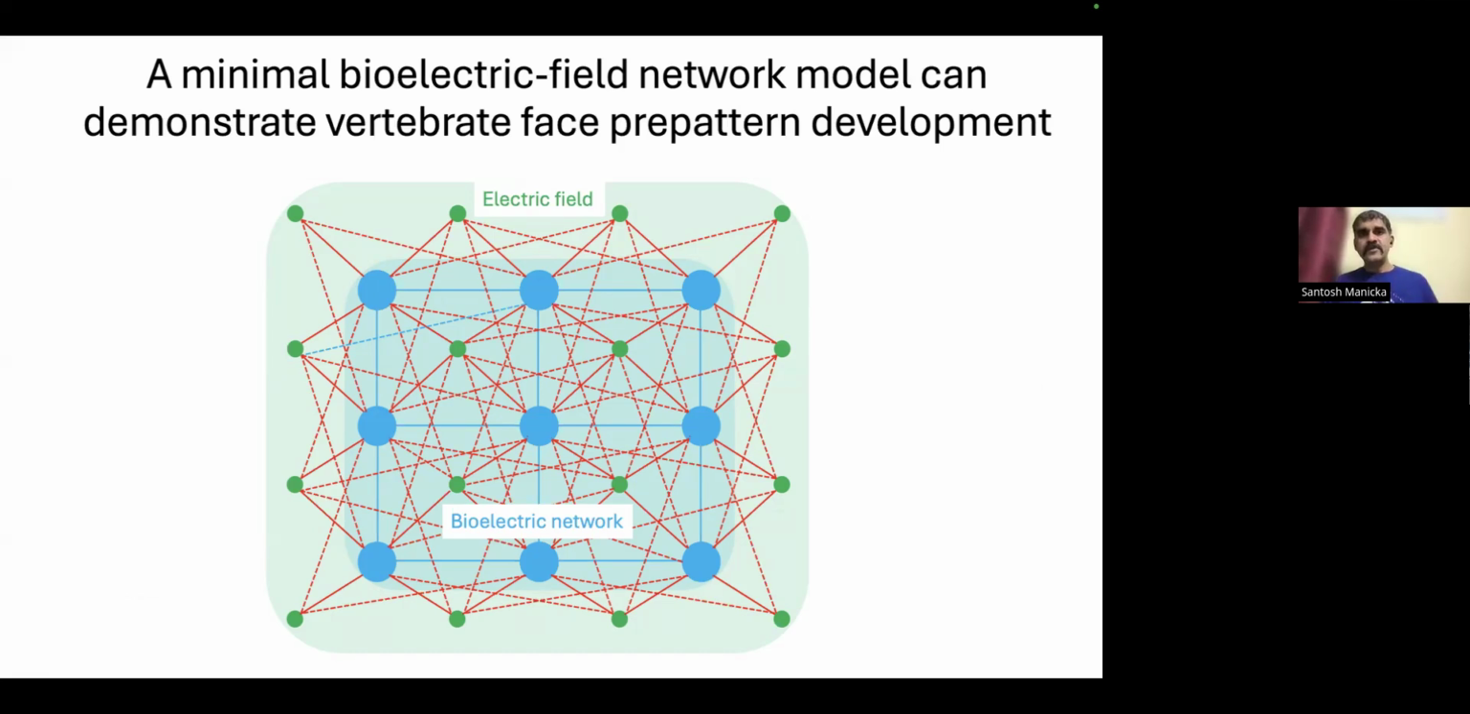And by virtue of these voltages, which means that the cells would have some sort of charge content, they would naturally have some sort of electric field, right? That's Coulomb's law. And so we assumed that that is true in this model, and that's represented by these little red lines over here. So it's a simple minimal model that has a bioelectric layer and also an electric field layer, but there are no regulatory networks or any physiological networks.